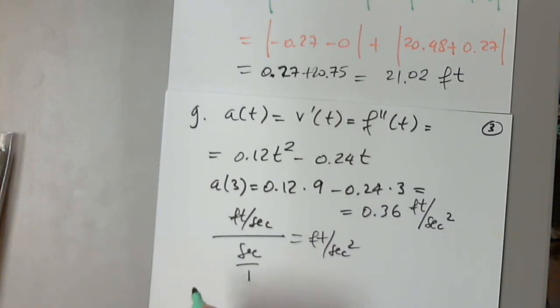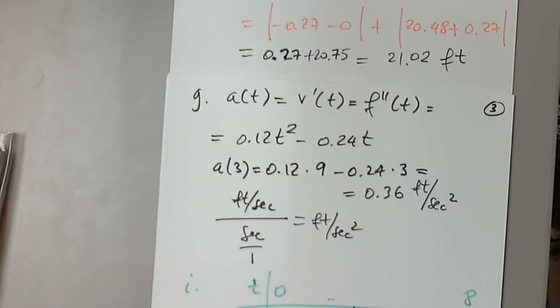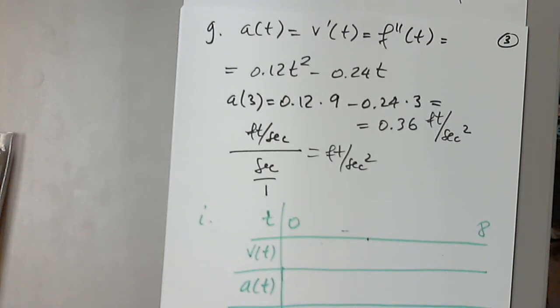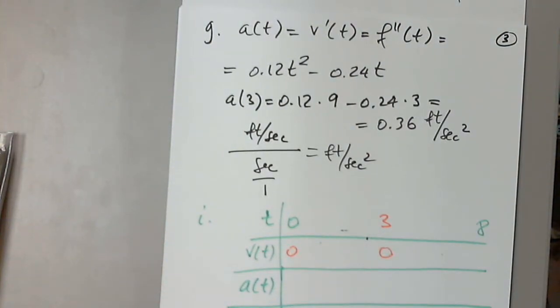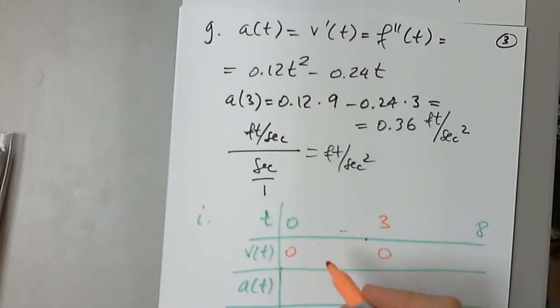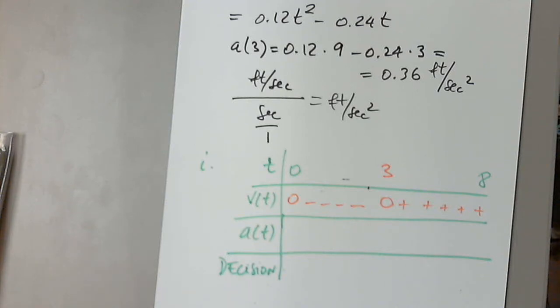So that was our last one. We're going to create a table for t. We're only interested between 0 and 8: the velocity, the acceleration, and the decision. I already know that the velocity is 0 at 0 and 3. We already discussed that. We studied the sign of the velocity a few minutes ago. It's negative between 0 and 3, and it's positive beyond that. But we haven't discussed the signs of the acceleration.